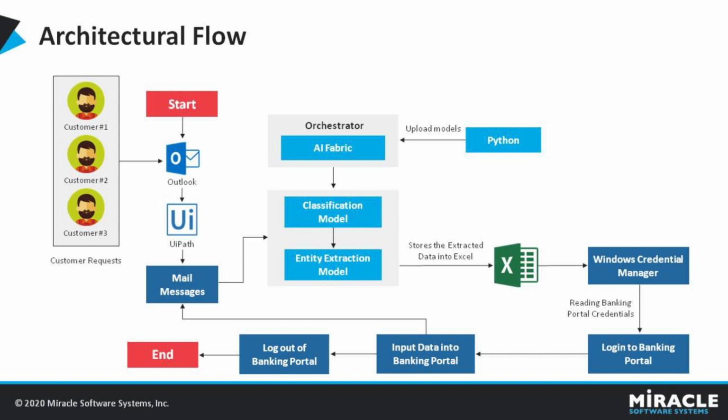So the same process will be repeated for all the mails in the Outlook. For the first one, the bot will log into the banking portal, but for the next emails, it will just continue with the process like storing the details into Excel and then entering those details into the banking portal. Once all the emails are done, it will log out of the banking portal and the process will be stopped.